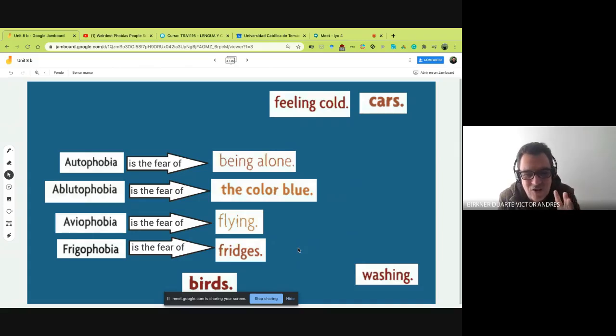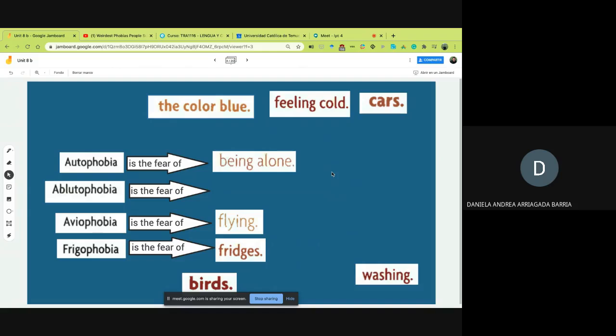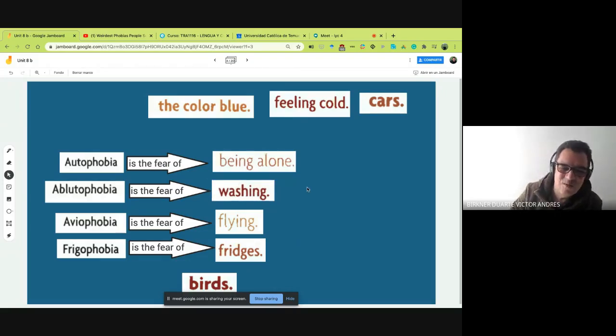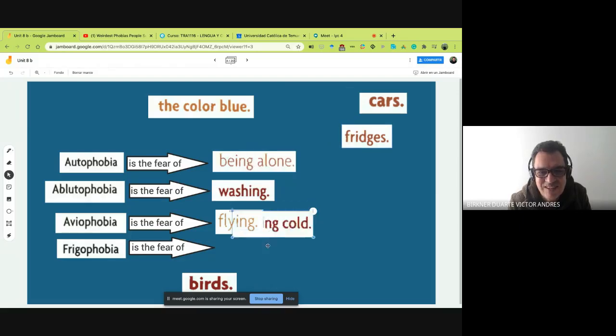Okay, there are two words which are not correct, which are incorrect. Which ones do you think are incorrect? The second one? Okay, which one do you think would be? Let's move on. And which one do you think is abrotophobia? Is the fear of washing? Yeah, the fear of washing. All right. And the second one is psychrophobia. This is feeling cold.